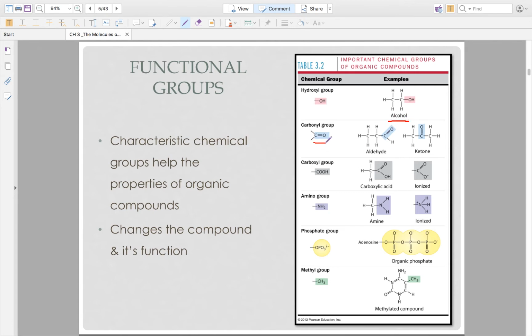Okay, the next one's a C double bond O. That's a carbonyl group, and it can be shaped like this, or it could be located at the end. That's an aldehyde, or in the center, and that would be called a ketone. Okay, this is a COOH. That's a carboxyl group. Something that has an NH2 or an NH3, like this one, is an amino group. Okay, anything that has a PO3 or a PO4 is a phosphate group. This one's pretty important. We're going to see it quite a bit. And a CH3 group like this is called a methyl group. All right, so adding those functional groups to an element, a compound, can completely change its function.